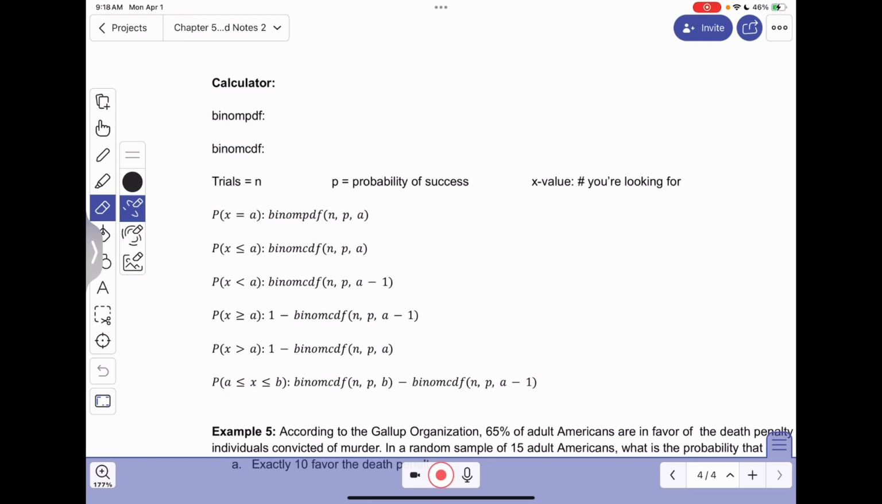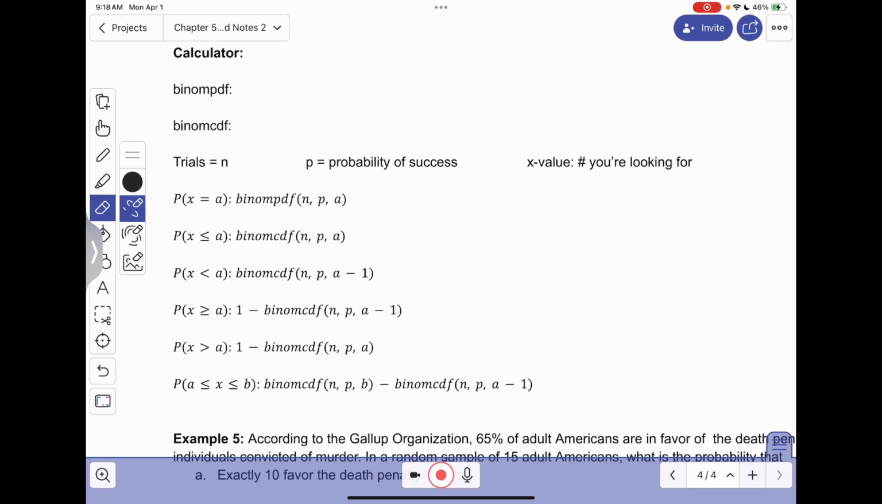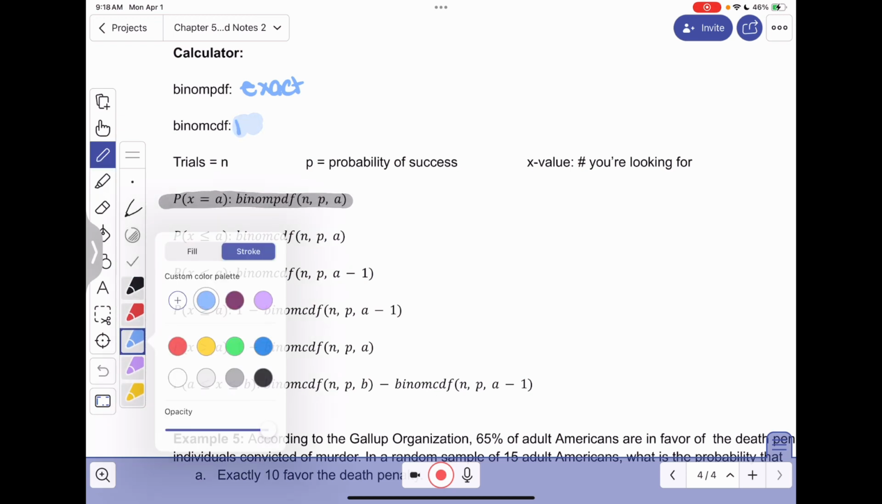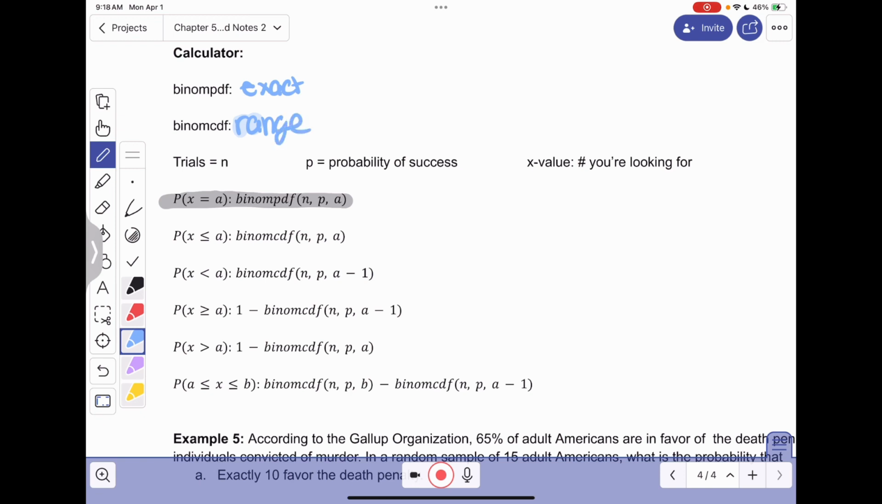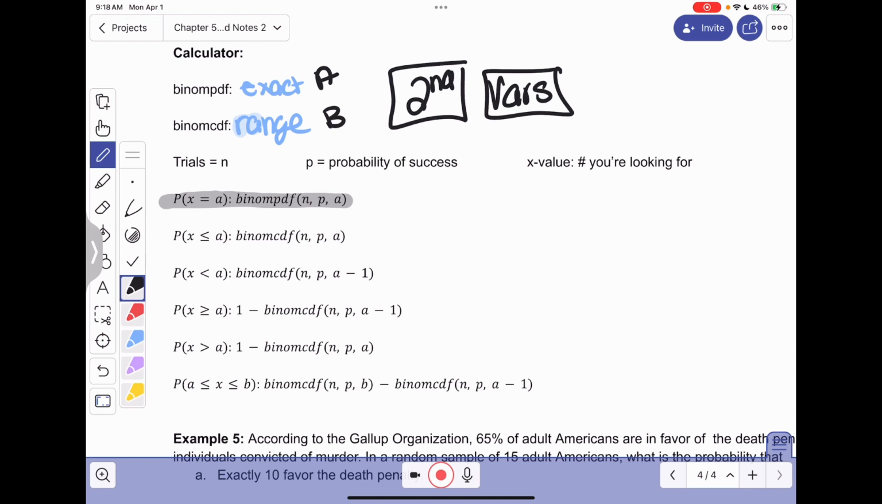All right, so what else can our calculator do? Well, we talked about how PDF is exact when it equals. So when x equals a number, we do binom PDF. Now, if we want a range, like less than or equal to, greater than or equal to, any of those others, we're going to use CDF. And they're both in the same place, so second vars. And then PDF is A, CDF is B. And again, the calculator is going to ask you for trials, probability, and then the x value, the number you're looking for. And if it doesn't ask, then you're going to type it just like that with commas.